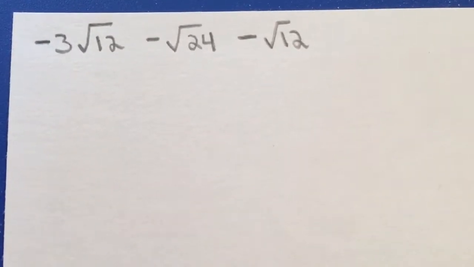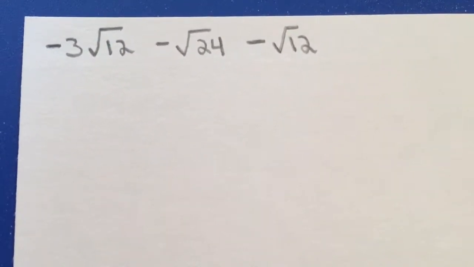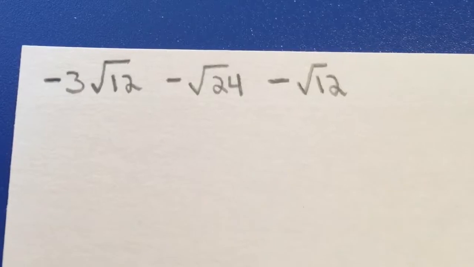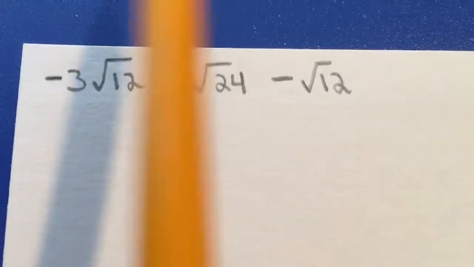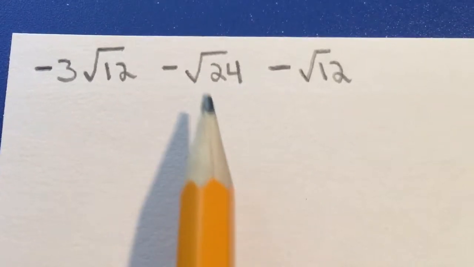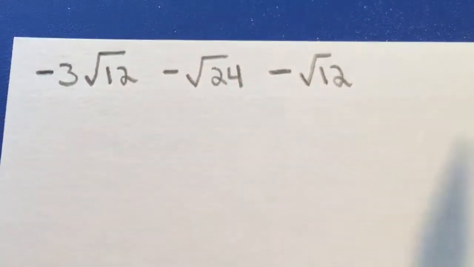My name is Abby, and today I will be teaching you how to add and subtract complex numbers, including radicals. So here's one equation we have here: negative 3 rad 12 minus rad 24 minus rad 12.